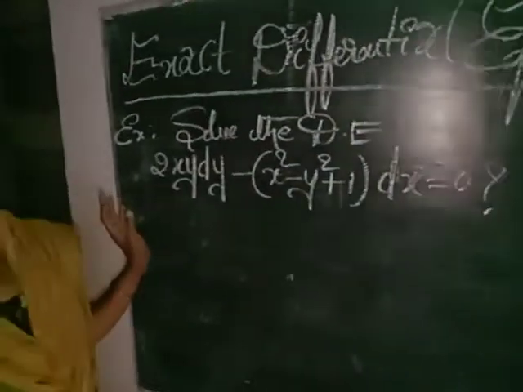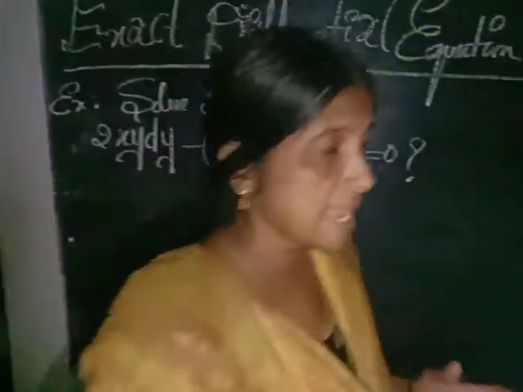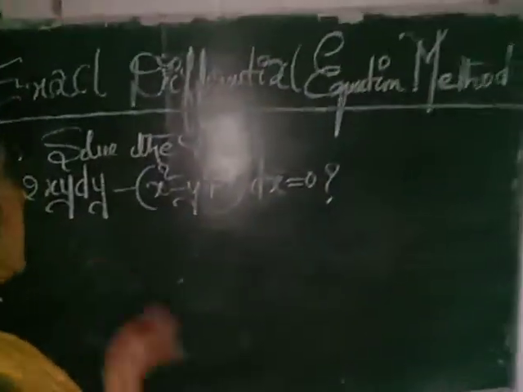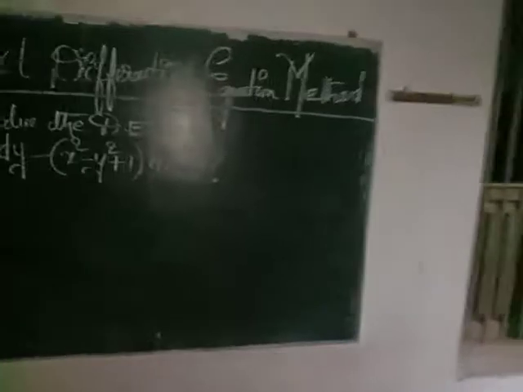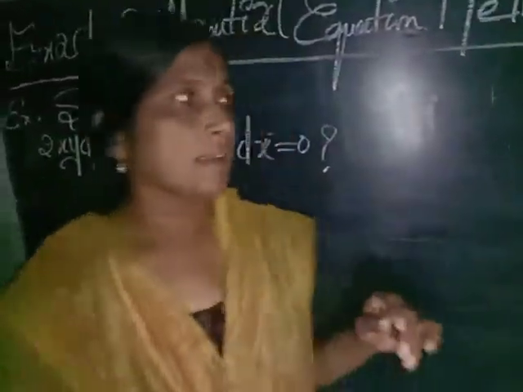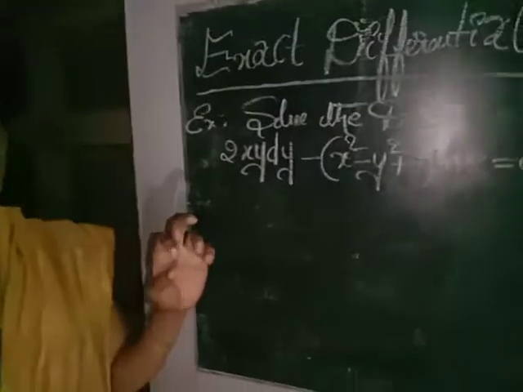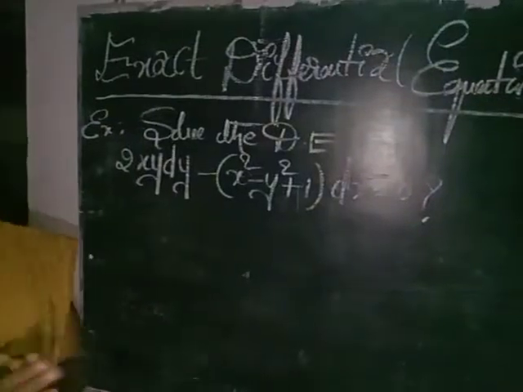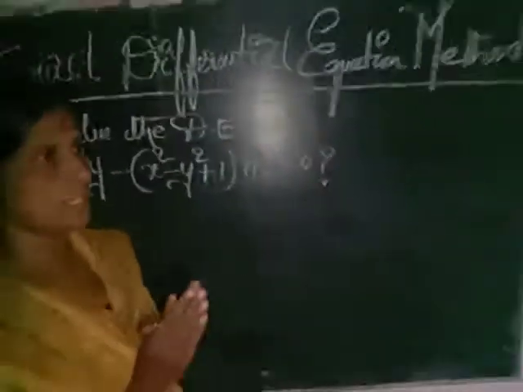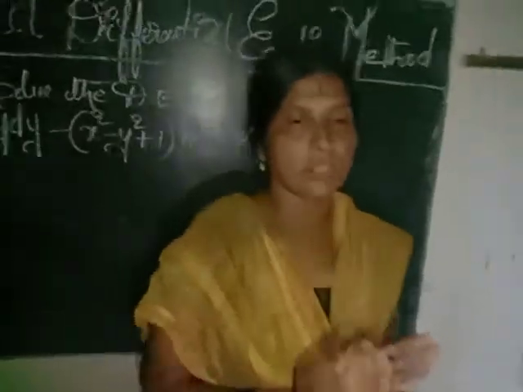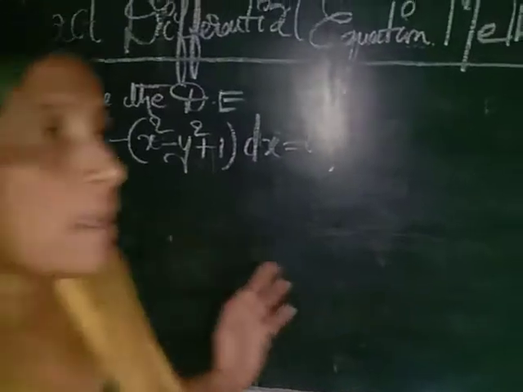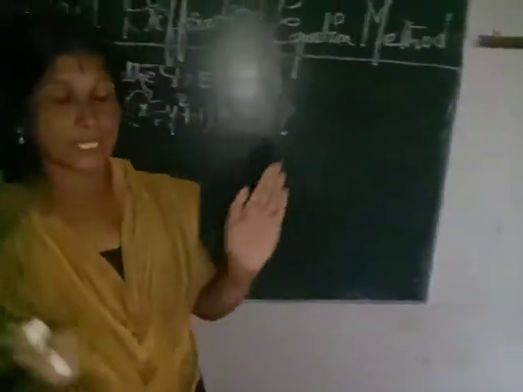Now let us start. I will explain once again the working procedure of the exact differential equation method. No problem, it will be repeated. First of all, the given differential equation should be of the general form M dx plus N dy equals 0. Next, we have to find dou M by dou y and dou N by dou x. Here dou M by dou y means differentiating partially with respect to y, and dou N by dou x means differentiating partially with respect to x.